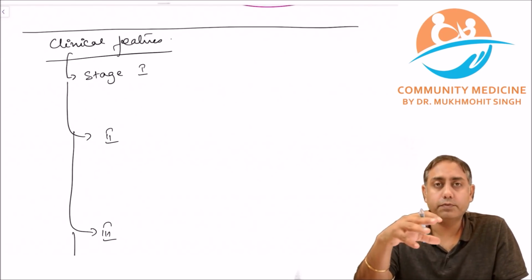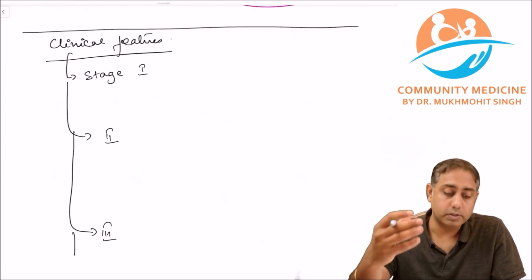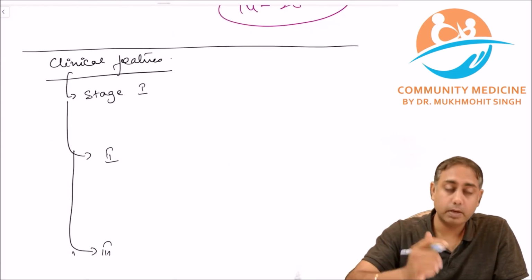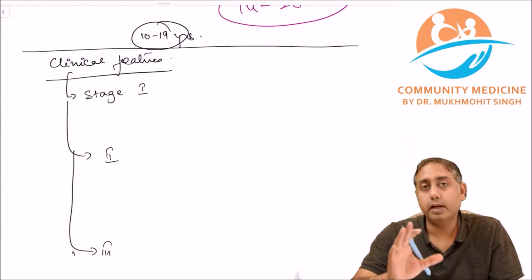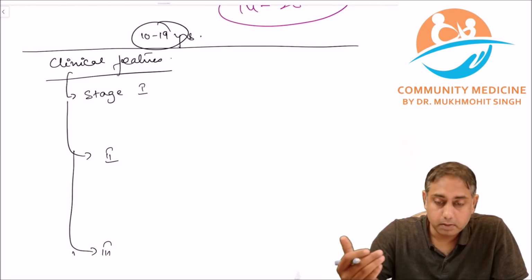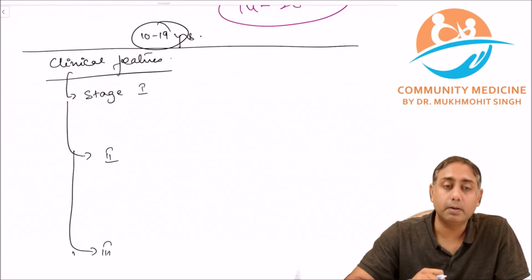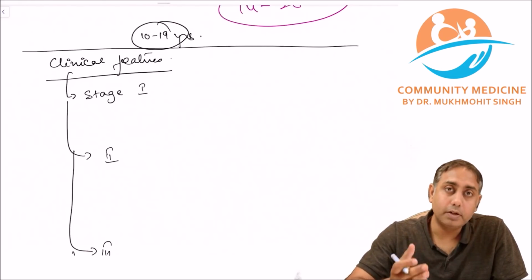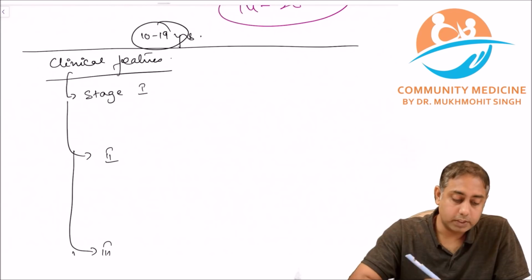All that I'm going to tell you is for adults and adolescents. What is adolescent according to the NACO program? Adolescents are 10 to 19 years. So we are talking of adults or adolescents and not children, because pediatric HIV will be taken up in video number 3 of the HIV updates. So this is your video number 1 of 3, on clinical features of HIV.